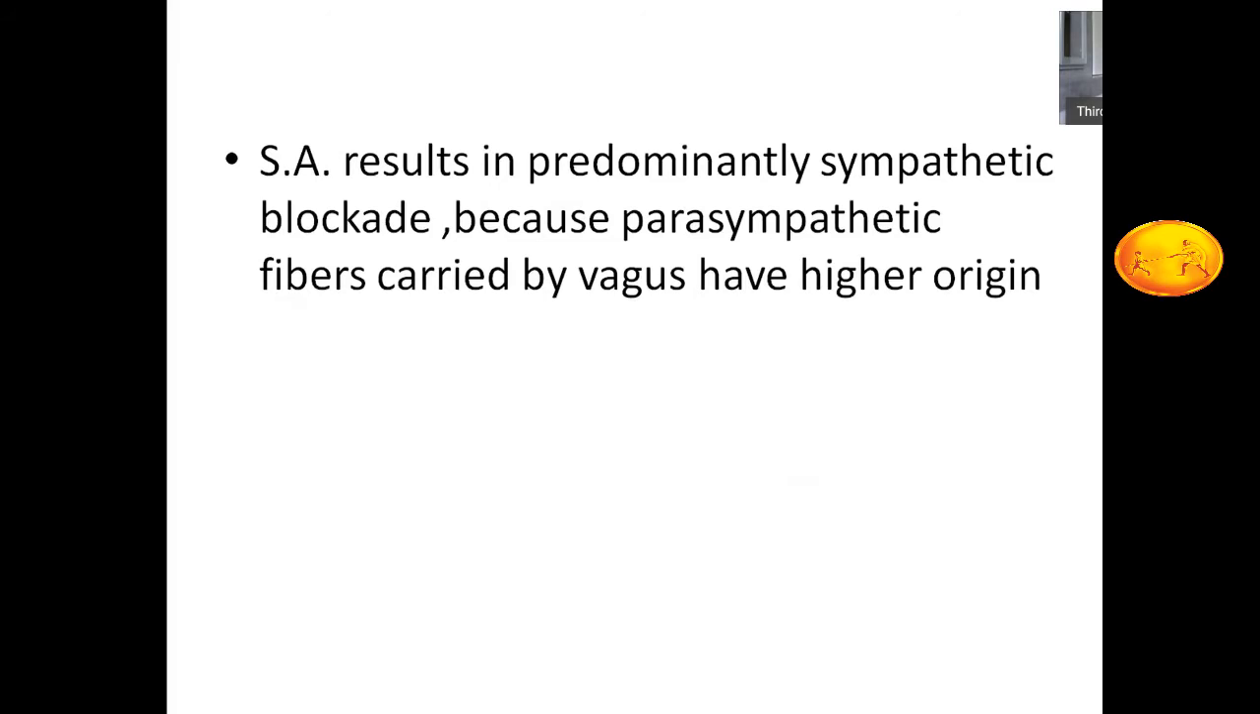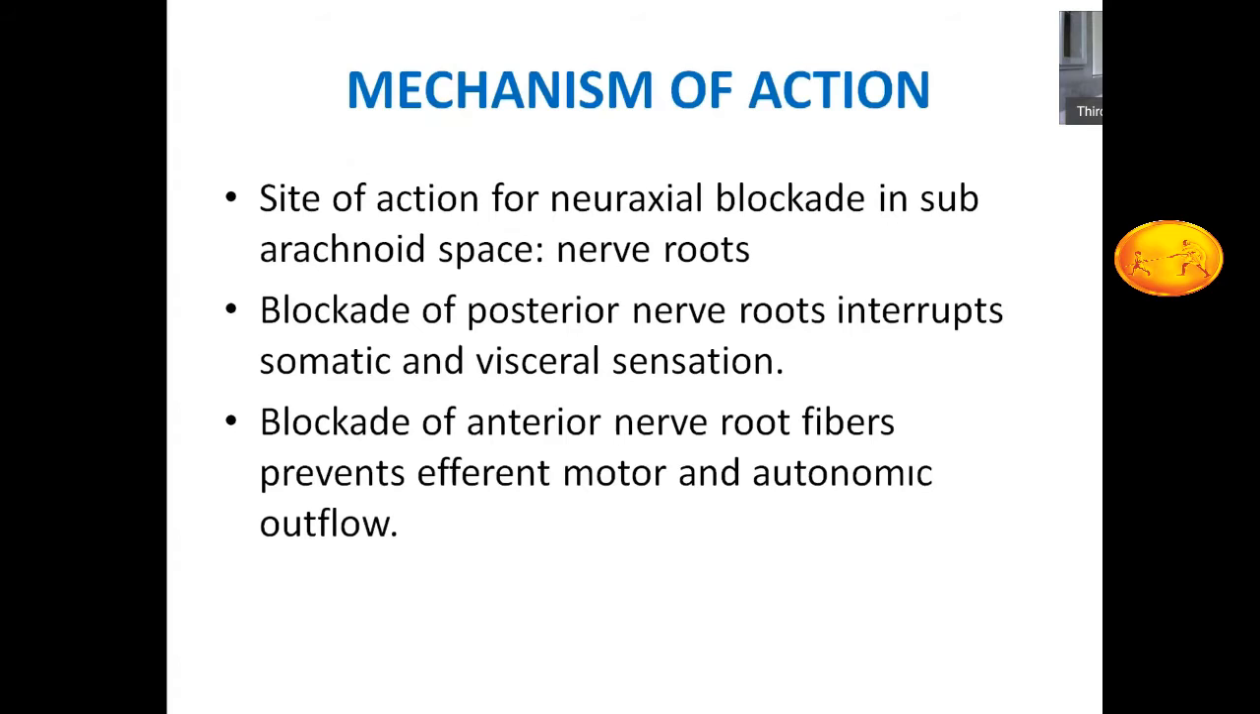And the vagus is spared, but if the spinal drug reaches the higher level, then there can be a chance of blocking of the vagus nerve also. What is the mechanism of action of this drug or the spinal anesthesia? The site of action for the neuraxial blockade is the subarachnoid space, that is, the nerve roots are bathing in the CSF.